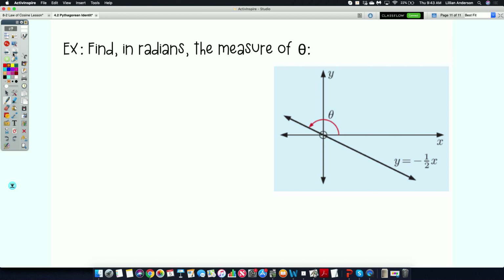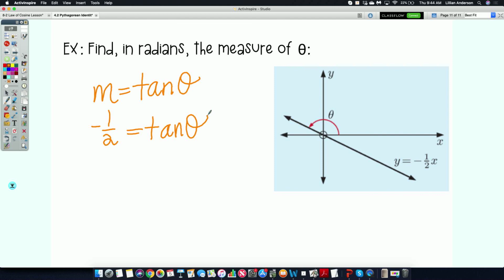So in this particular case, we're asked to find in radians the measure of theta, okay? And we're told that y equals negative 1/2 x. So remember, your slope is equal to the tangent of your angle, okay? What is our gradient in this problem? Negative 1/2. So we basically have negative 1/2 is equal to the tangent of theta. To find theta, what am I going to do?